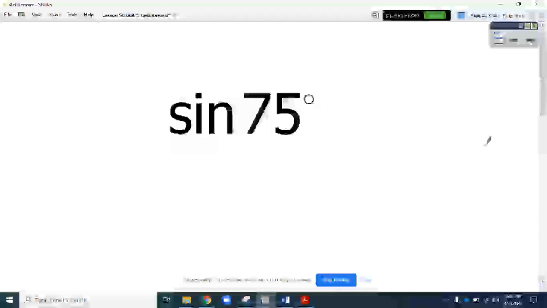Next up, sine of 75. Sine of 75. Again, I want you to think outside the box. You cannot solve this normally by hand, so go to your identity sheet and see what you can do to solve sine of 75.